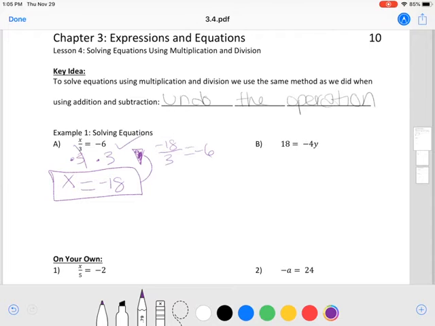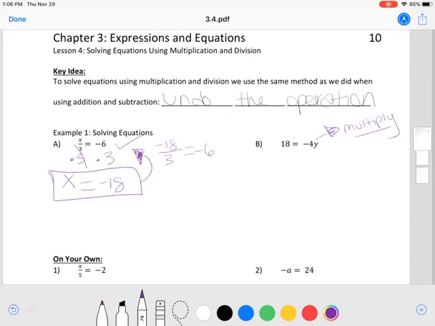All right, let's try B. 18 equals negative 4y. This is another key thing that we need to remember, that we learned last year, and we've been talking about it for this semester too. Whenever a number is right next to a variable, that means to multiply. So 4y, that's saying negative 4 times y.